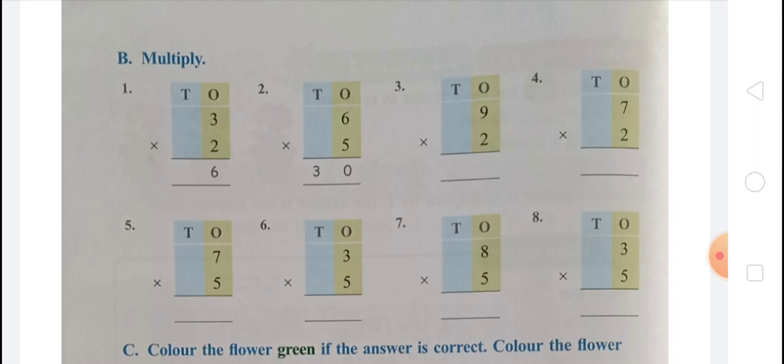In question 6 we have to multiply 3 by 5. So we have to read the table of 5, three times: 5 ones are 5, 5 twos are 10, 5 threes are 15. So here we will write 15. On the tens place will be 1 and on the ones place will be 5. So 1 ten 5 ones make 15.